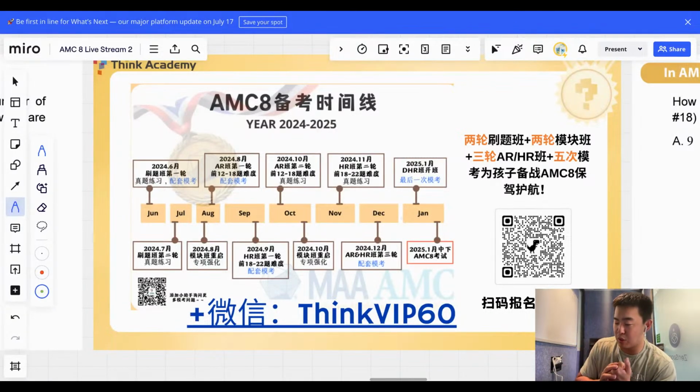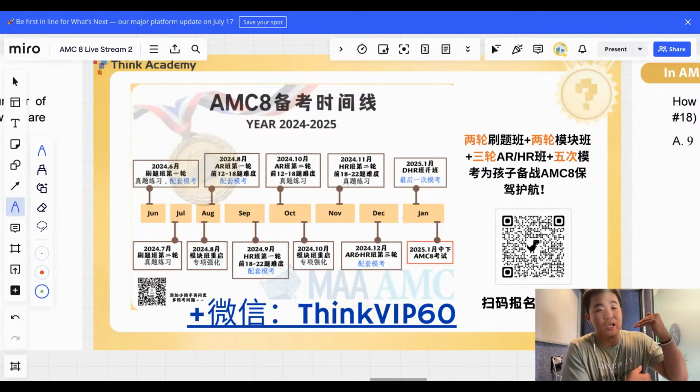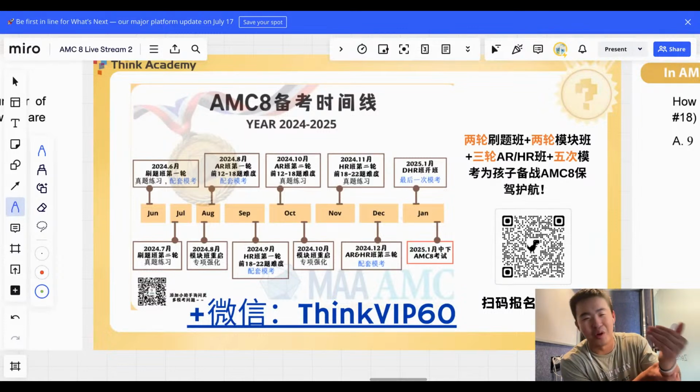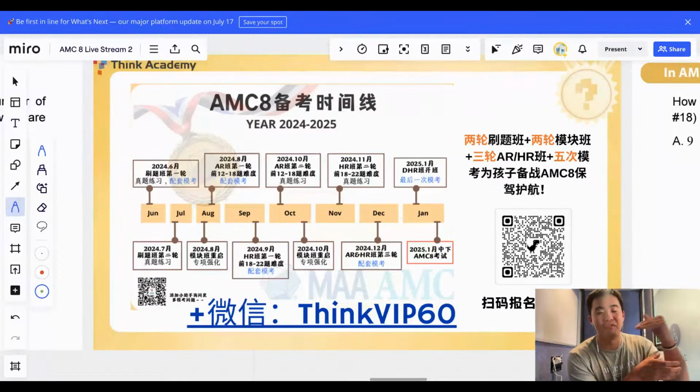So in terms of the big picture, we have 2 rounds of prepare with past exam class, 2 rounds of modular class, 3 rounds of AR and HR class, and how many? 5 rounds of mock exam. So it's really up to you to take the classes you feel you need. I'm not saying you're going to take all those maybe 12 classes. Just take the classes you feel will be most beneficial, most rewarding, okay?